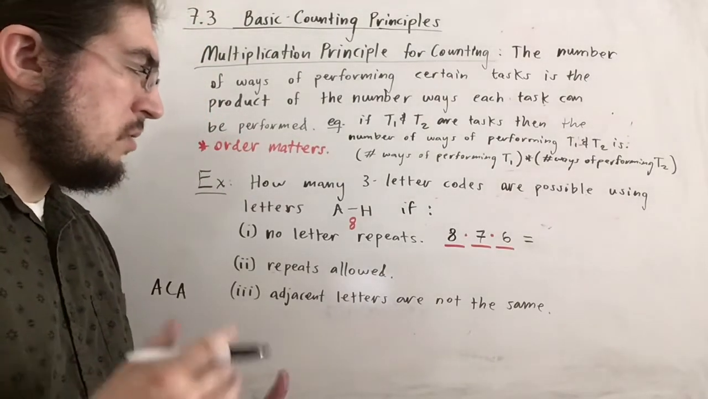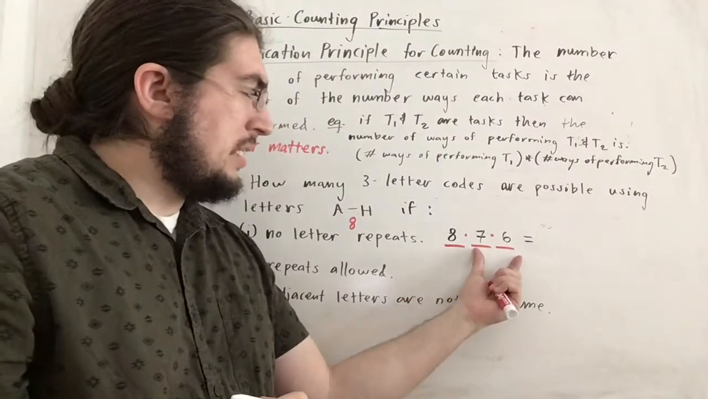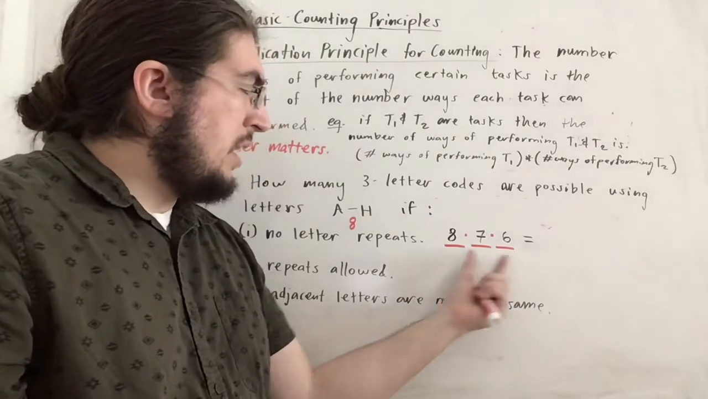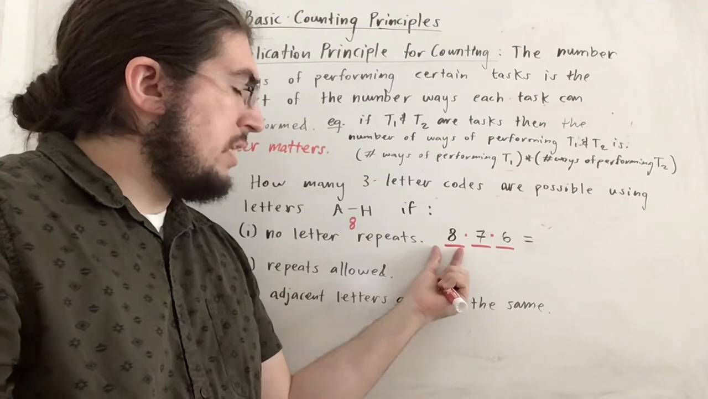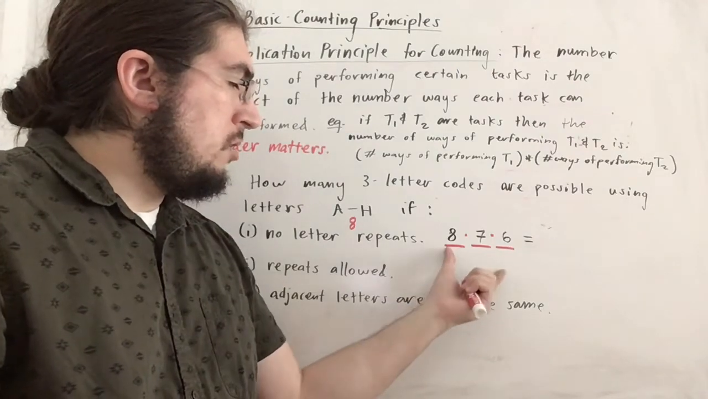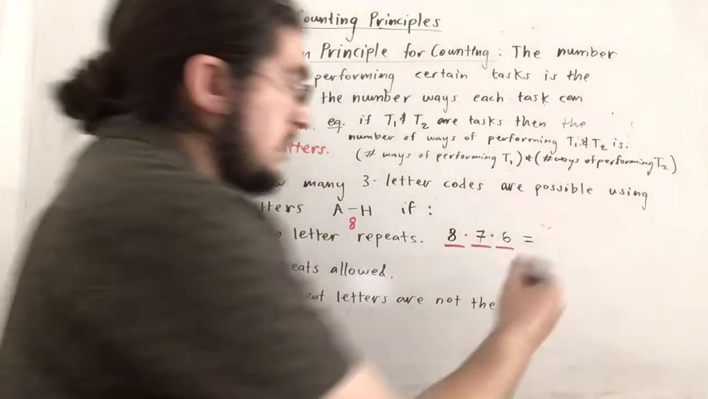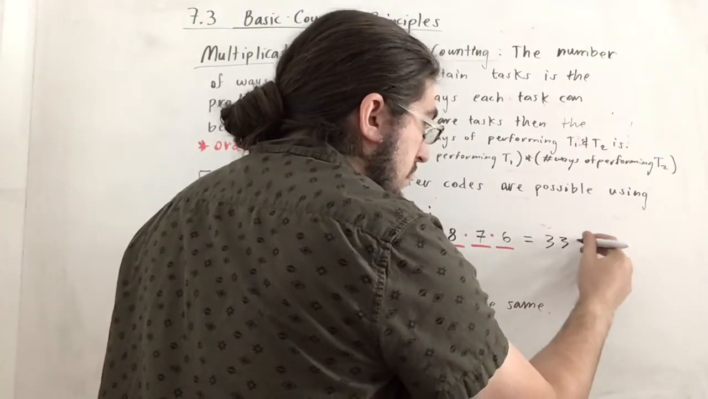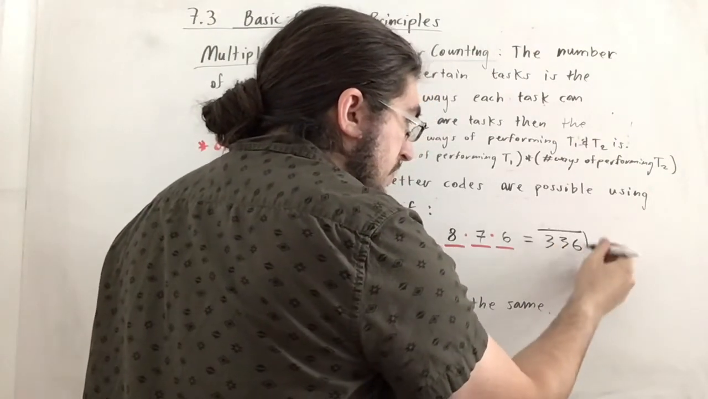And let me just do this real quick in my head. So 7 times 6 is 42. 40 times 8 is 320. 2 times 8 is 16, so 320 plus 16 is 336. So that's our answer here.